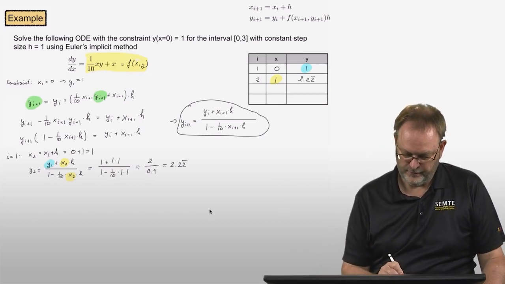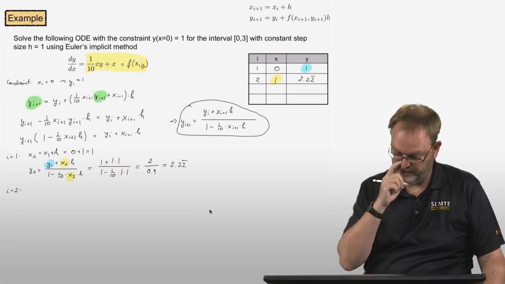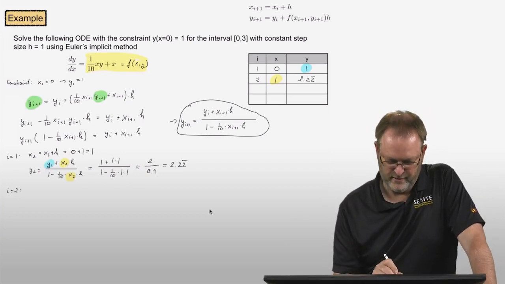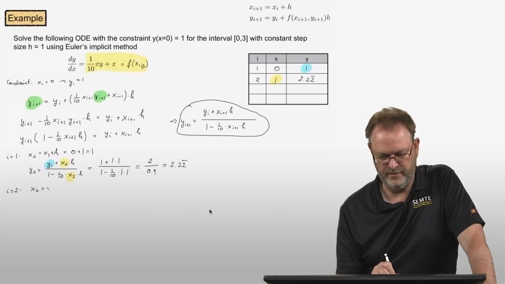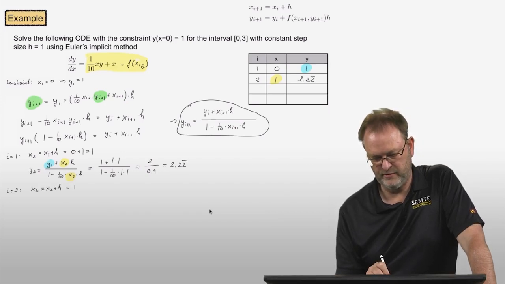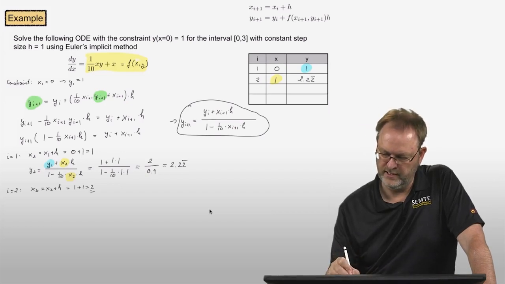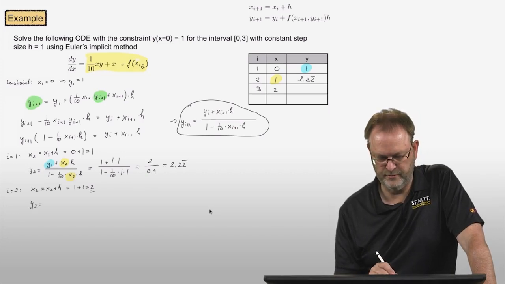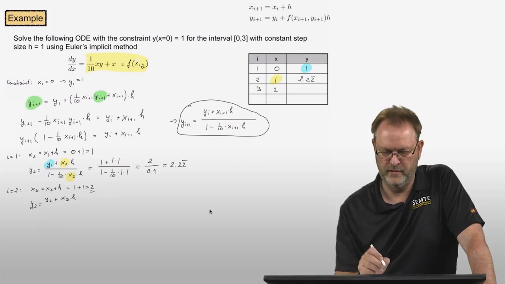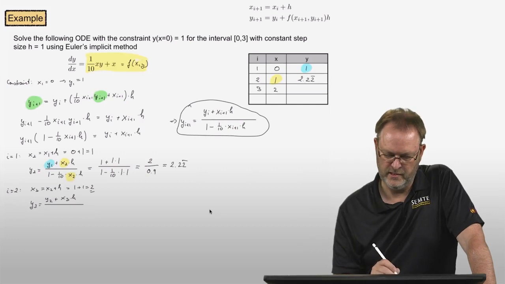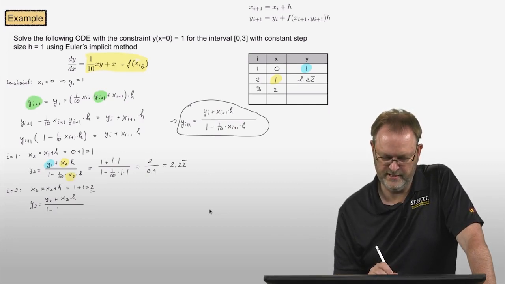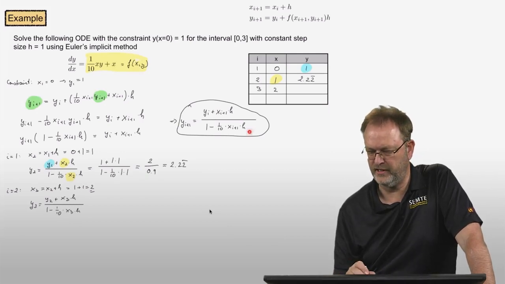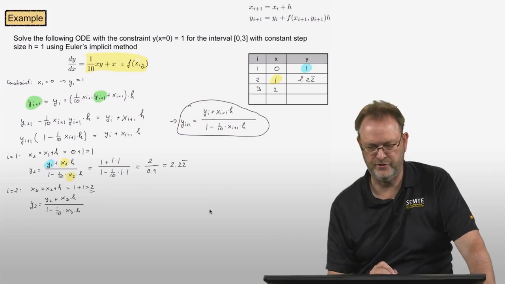Okay, i equal to 3. I equal to 2, got ahead of myself there. I equal to 2. x3 is equal to x2 plus h. That's 1 plus 1 is equal to 2. So i is equal to 3, x is equal to 2. y3 is equal to y2 plus x3 times h divided by 1 minus 1/10 times x3 times h, which is simply this formula here applied to i being equal to 2.